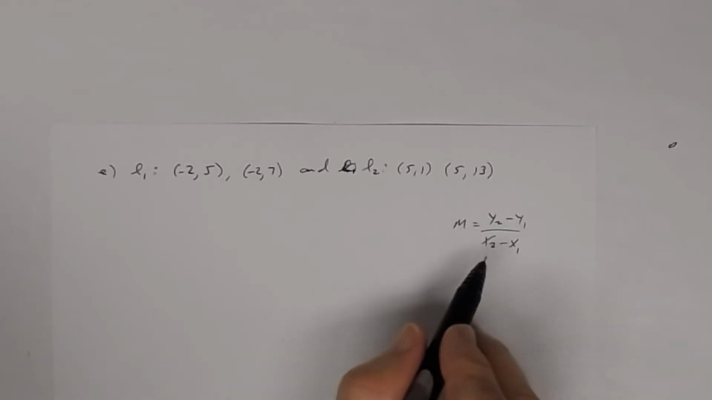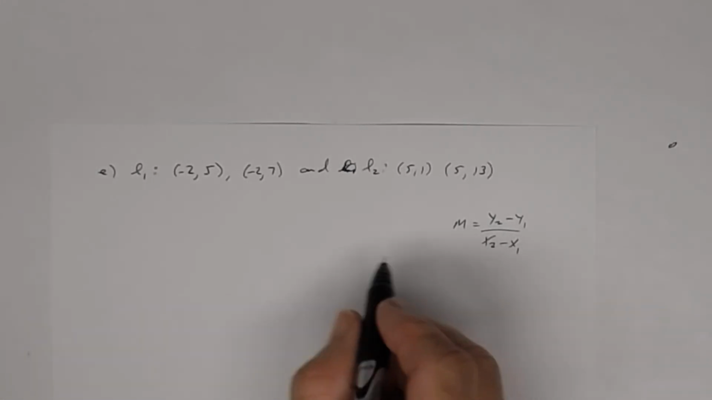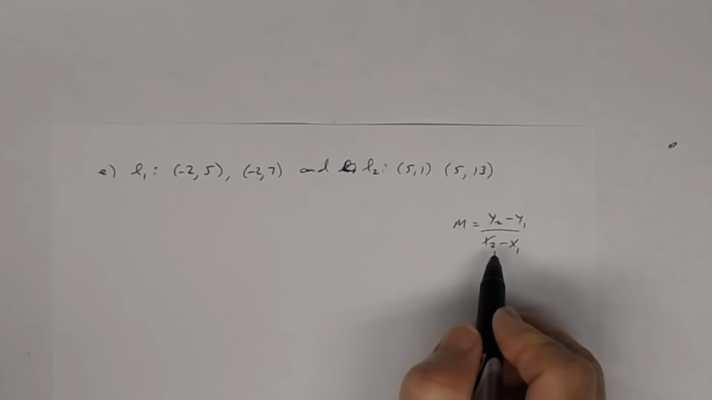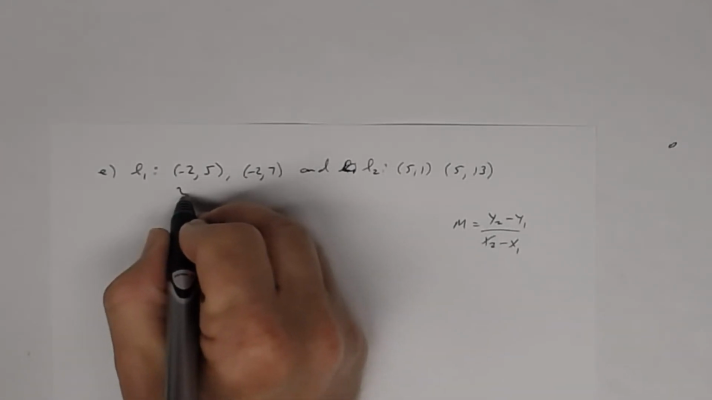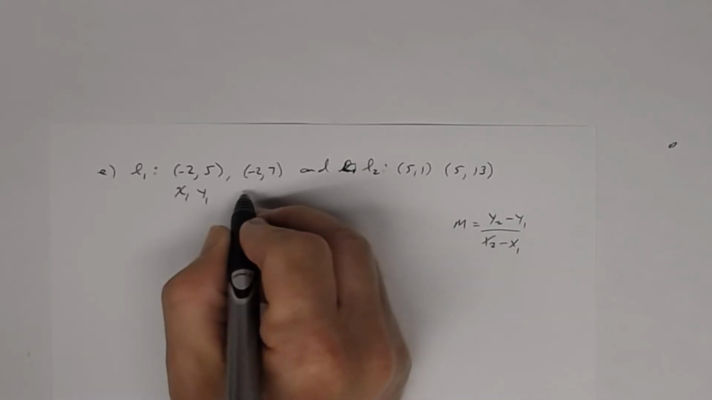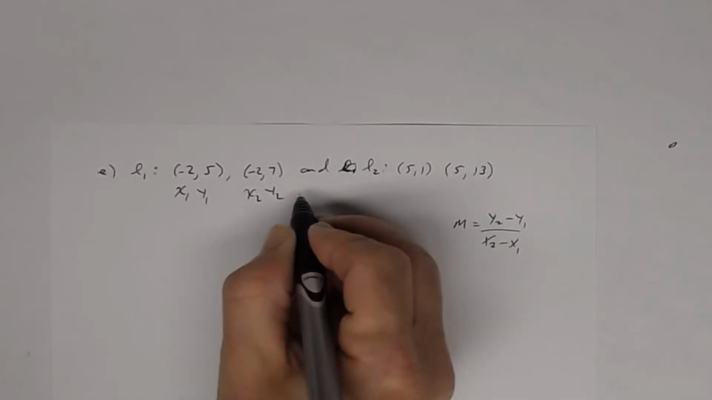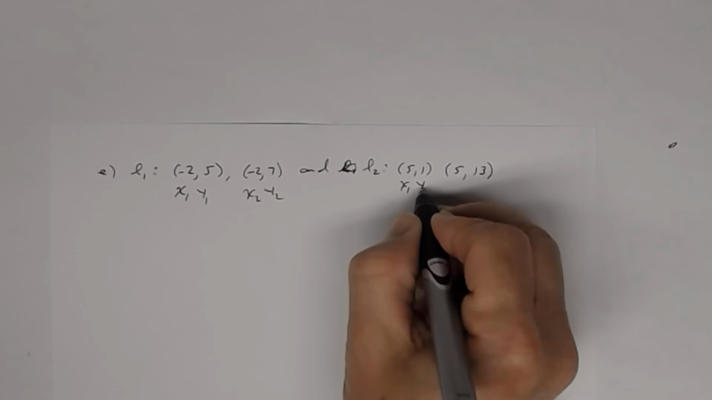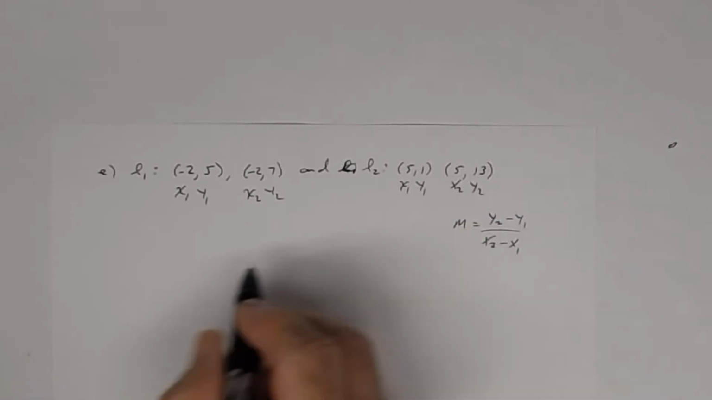Before I substitute these into the formula, let's go ahead and label these. It does help. See y2, y1, x2, x1, so let's label them. So this is my first point, we'll call that x1, y1. This is the second point of that line, we'll call it x2, y2. For this one, x1, y1, x2, y2. All right, so here we go.